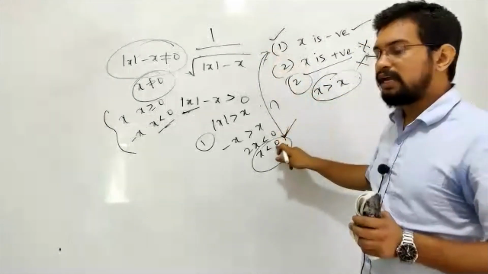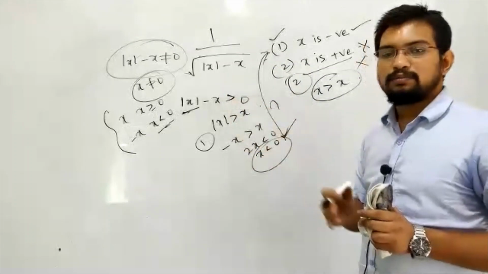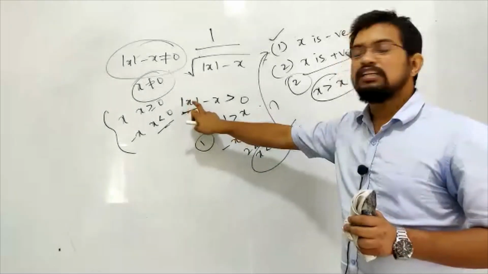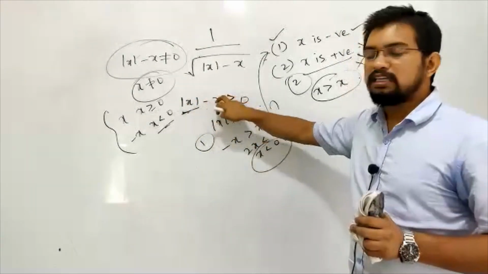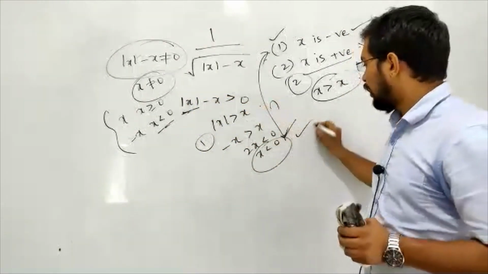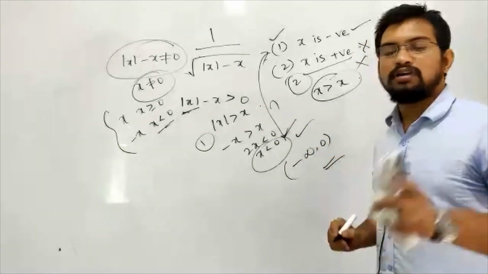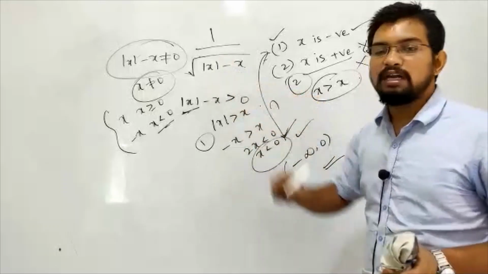What is common to both of these? X is less than 0 is valid. Because x is less than 0, let's say substitute minus 2. Modulus of minus 2 is 2. 2 minus of minus 2 is 4, which is greater than 0. So the answer will be minus infinity comma 0. 0 is not included, because if 0 is included, the denominator becomes 0.